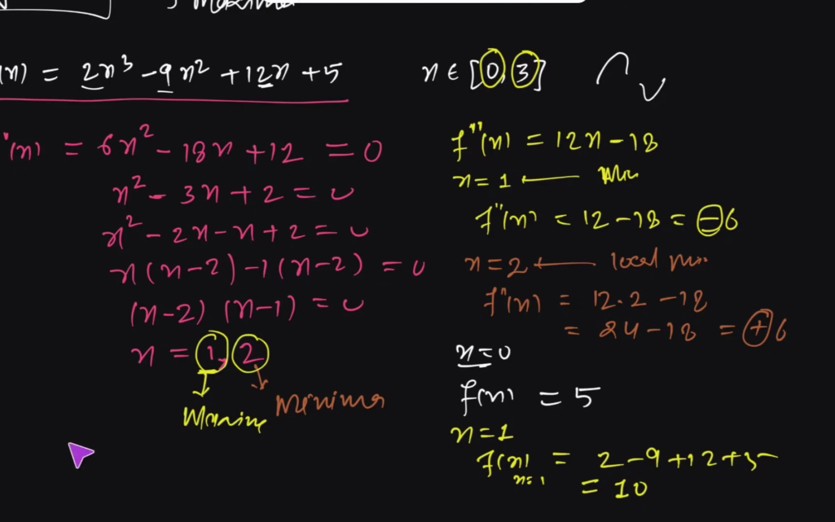So we have checked at x equals 0 and x equals 1. Now we have to check for x equals 2. When x equals 2, the function f(x) will be, we just simply put x equals 2, and I am just writing here the answer. This will give us the answer as 9.